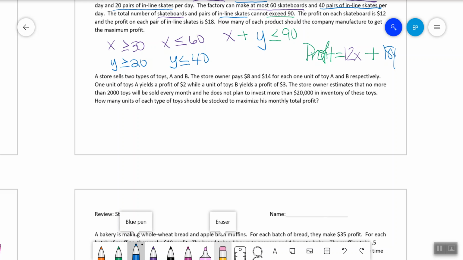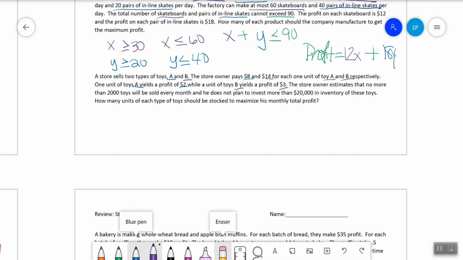Alright, this next one here. Store sells 2 types of toys. You have toy A, toy B. The store owner pays $8 and $14 for each unit of toy A and B respectively, meaning B gets the second number, A gets the first number. 1 unit of toy A yields a profit of $2, so A yields 2 for profit. And then B yields a profit of $3.